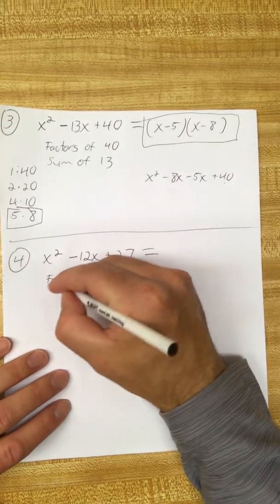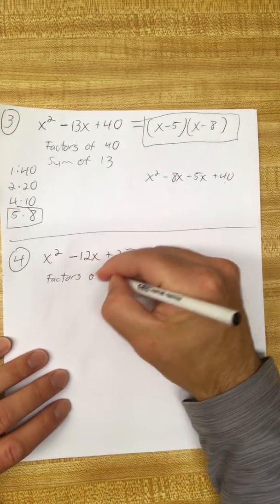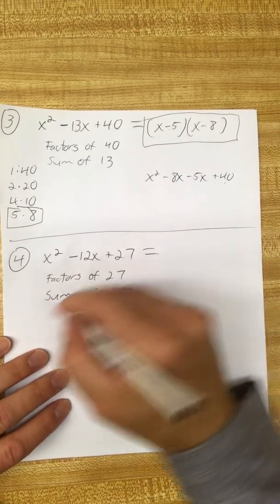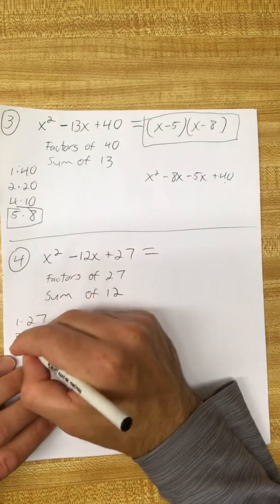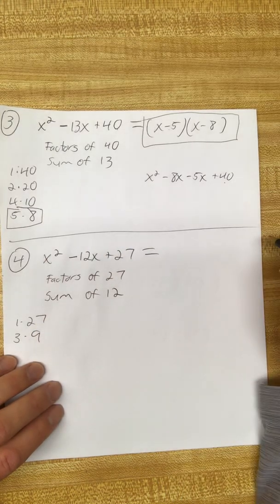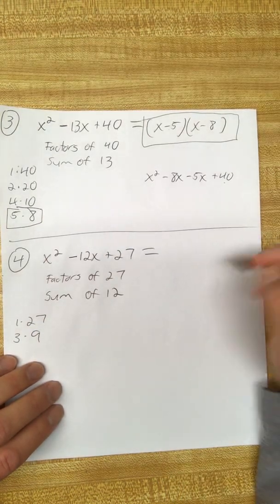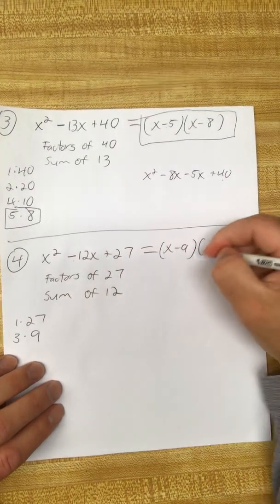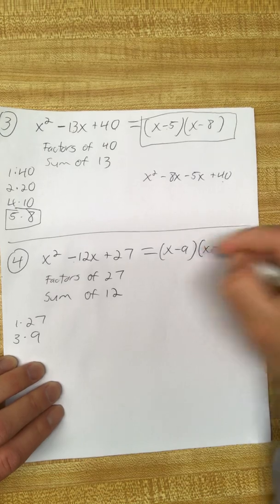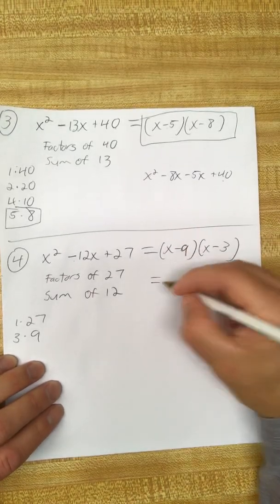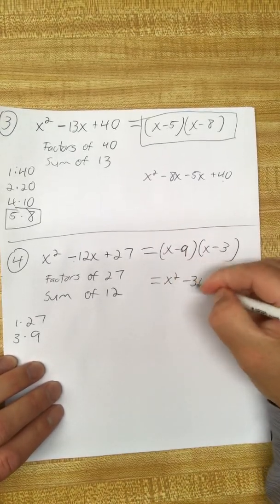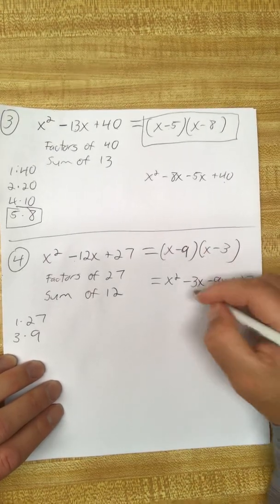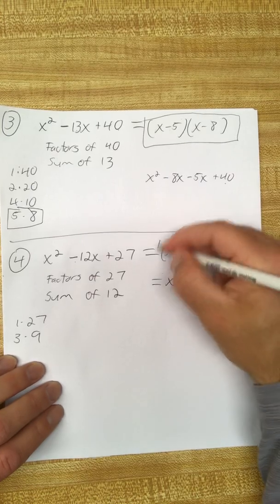So again, factors of 27, sum of 12. Not too many options with 27. You've got 1 times 27 and 3 times 9. You need to get negative 12 there, so that means both of my binomials need to be negatives. So you're going to get x squared minus 3x minus 9x. Negative 9 times negative 3 is positive 27. Right there's your negative 12x.